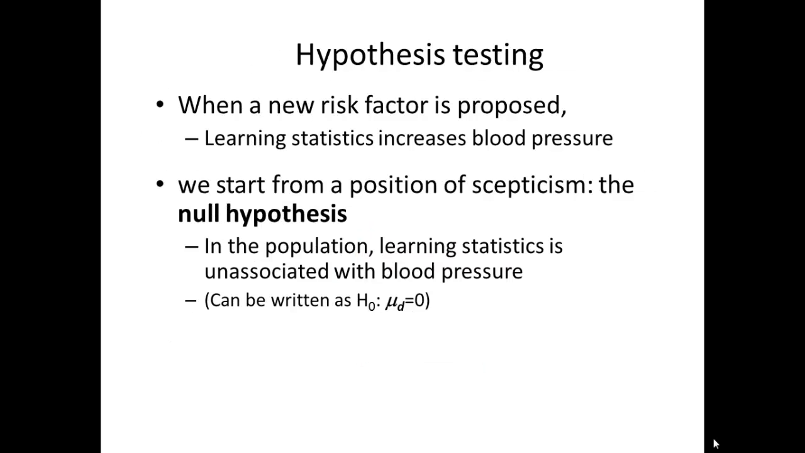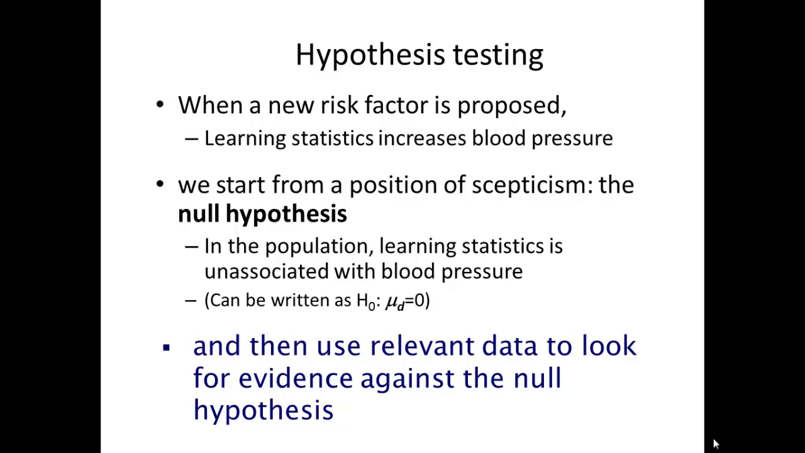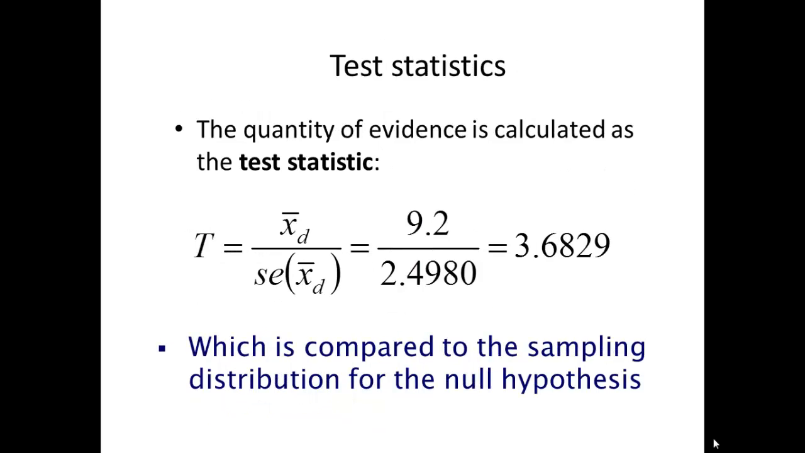So what about hypothesis tests using the t distribution for paired data? Well, we call this a paired t-test. It's done using the same sequence of steps and principles as we've described. So we start with the null hypothesis. In this case, learning statistics is not associated with blood pressure. And then we use our data to look for evidence against this null hypothesis. And we calculate the test statistic in exactly the same way as for a Z test. It's the point estimate divided by the standard error. So here we have a value of 3.68.